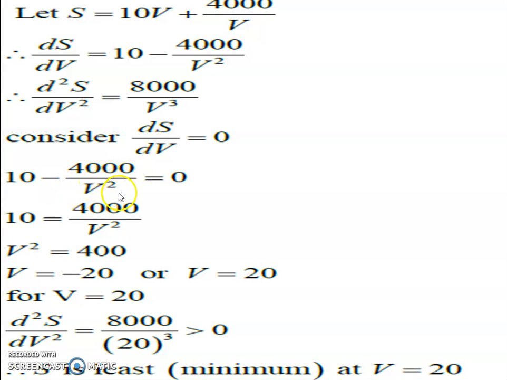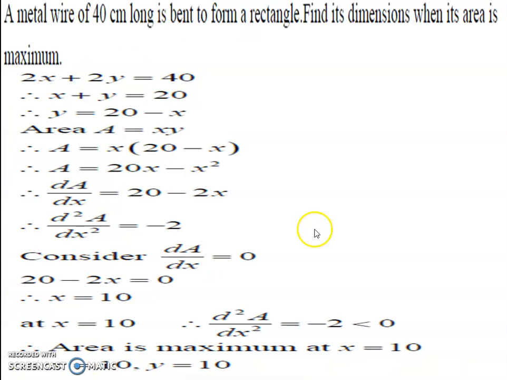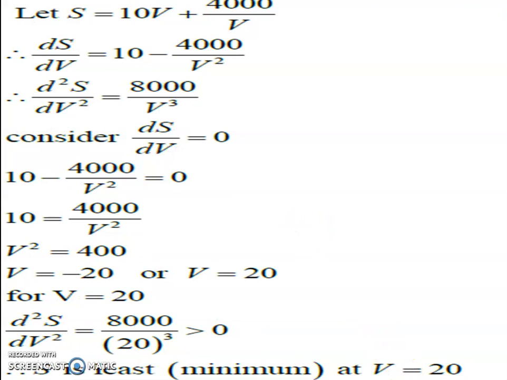10 minus 4000 upon v square is 0. V square goes this side, so 10 v square equals 4000, so we divide by 10 this side and v square this side, so it is 400. V is equal to plus minus 20. So v is equal to 20, we put it in 8000 upon v cube, 20 cube. So obviously it is greater than 0, so s is minimum at v is equal to 20. So we have proved that it is a minimum, so v is equal to 20 is the speed of that engine.